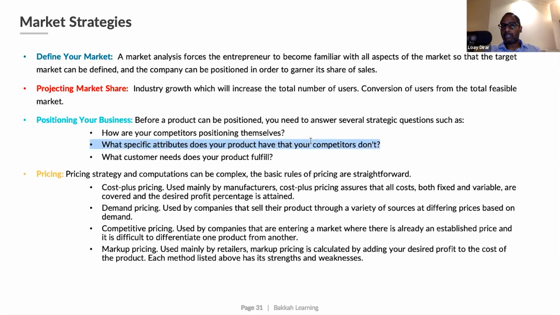And I highly recommend reading more about this. You can elaborate further on this point by reading the Blue Ocean Strategy book. It will give you a very good understanding of how you're going to differentiate from the other competitors and what customer needs your product fulfills. This is also described by another book, which is called Blue Ocean Shift.